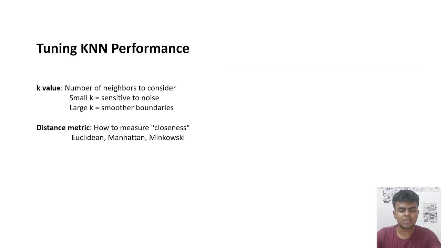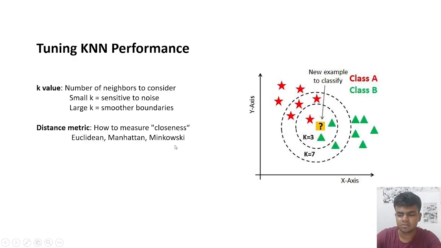So how can we fine tune the KNN performance? For that, we need to choose the k value. For small k values, it will be sensitive to noise, and for large k values, it will have smoother boundaries. And it also depends on what distance metric we are taking, whether Euclidean, Manhattan or Minkowski distance. So for example, if we take k equals 3, here the classification will give us class B. But if we take k equals 7, it will give a classification result of class A.